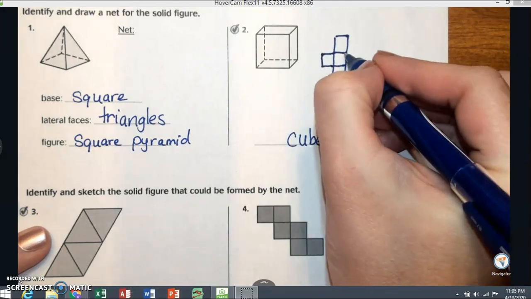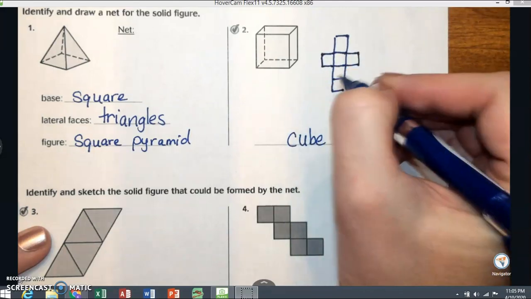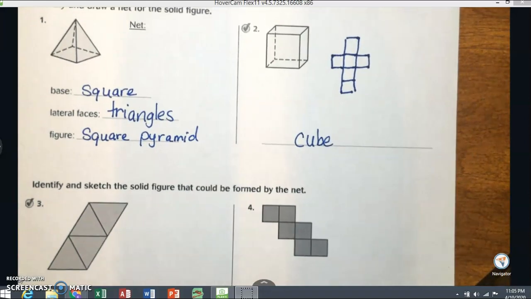You could also do a capital T, lowercase t, however you want to call it. This could be a lowercase t, or you could do an uppercase. But that's usually the way I show it. Just make sure that you're able to identify.